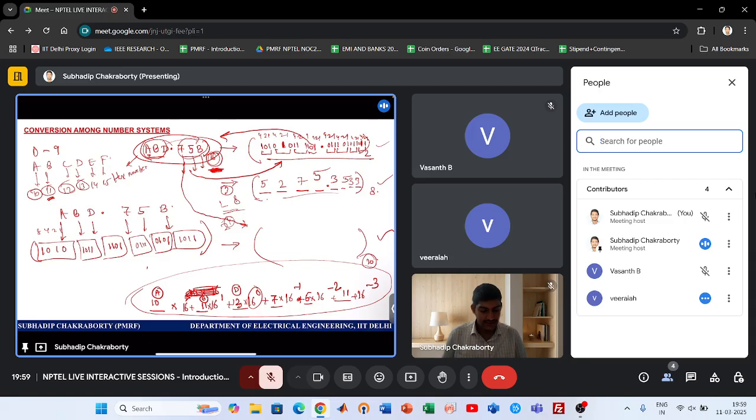So just calculate how much you are getting. 10 into 16 squared plus 11 into 16 plus 13 into 16 power 0, plus 7 by 16, plus 5 by 16 square, plus 11 by 16 cube. Just use a scientific calculator to calculate how much you are getting.